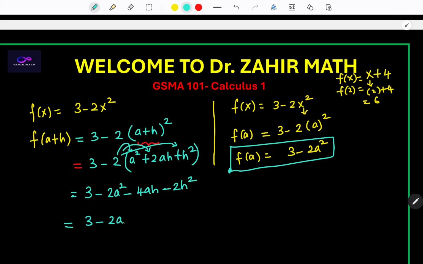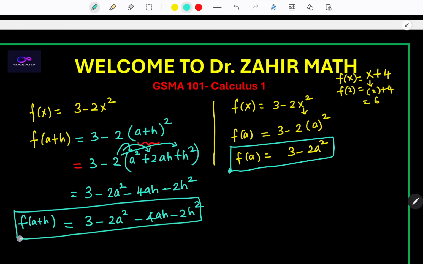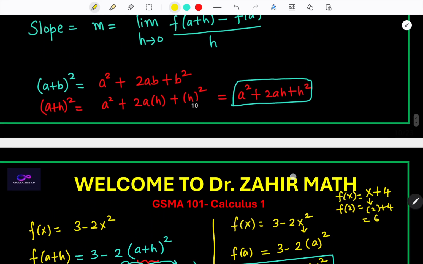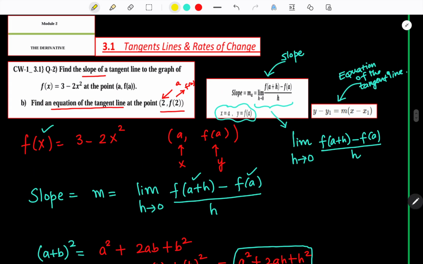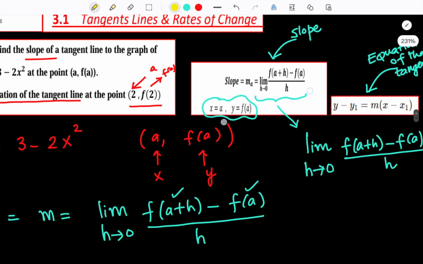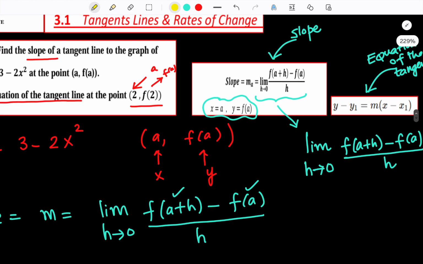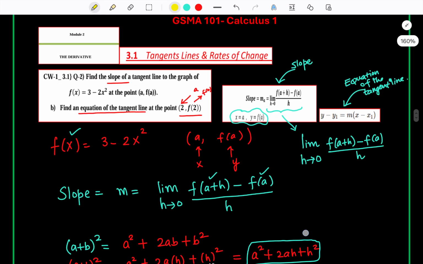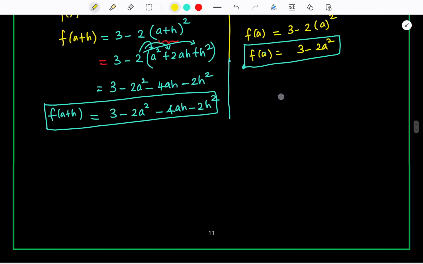So just write 3 minus 2a square minus 4ah minus 2h square. The same step I wrote it once again: f of a plus h. So f of a plus h is ready and f of a is also ready. Now we'll go back to the definition. What is the definition for slope, or the formula you can say? The formula is the limit as h tends to 0 of f of a plus h minus f of a, divided by h. So this formula I'm going to take.